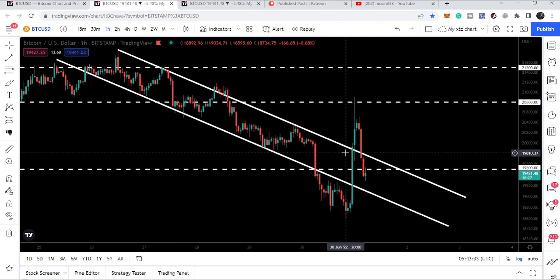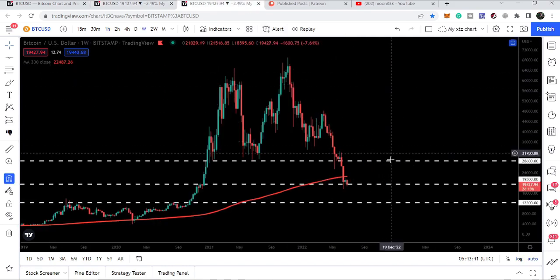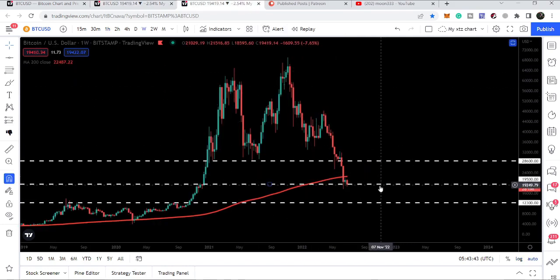And in today's video, we will discuss this move, and I also want to show you the inverse head and shoulder pattern that has been formed on the 4-hour time frame chart. And we will also take a look at this very significant support of $19,500 as well.